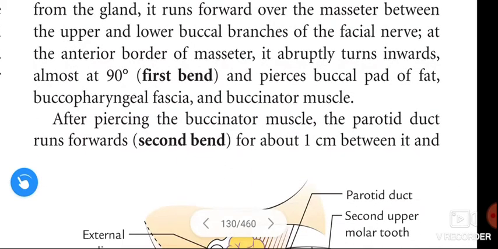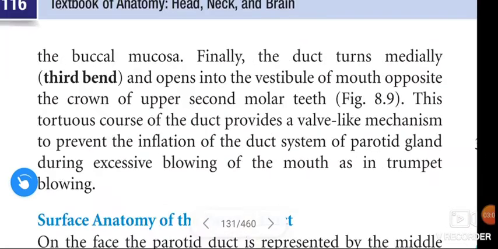Next, after piercing the buccinator muscle, the parotid duct runs forward, and this is the second bend, for about 1 centimeter between it and the buccal mucosa. Finally, the duct turns medially, this is the third bend, and opens into the vestibule of the mouth opposite the crown of the upper second molar tooth.